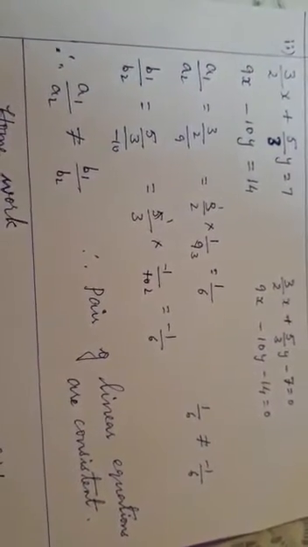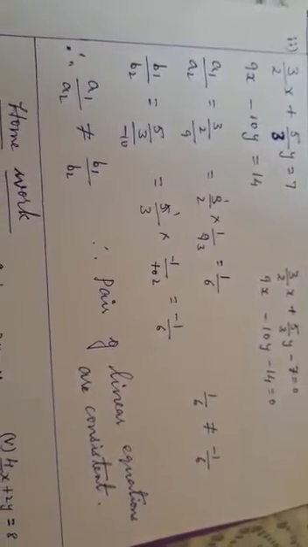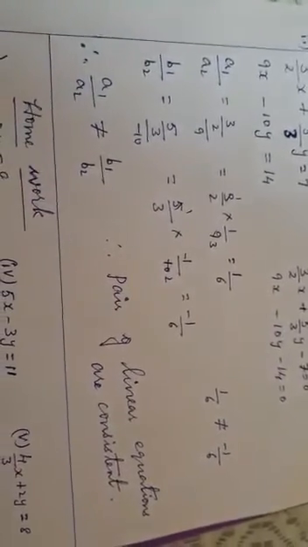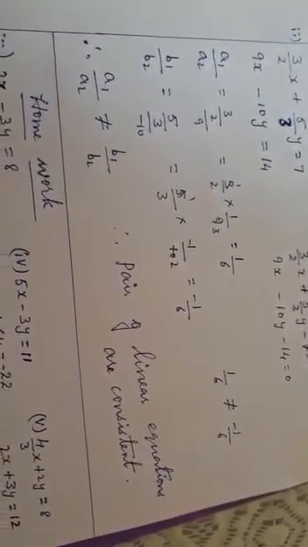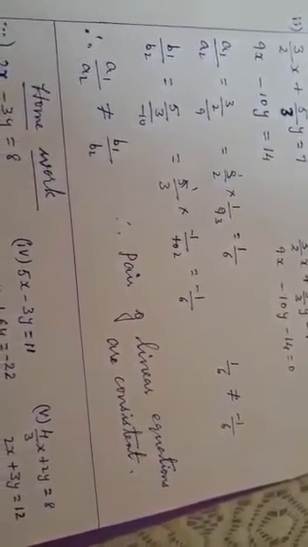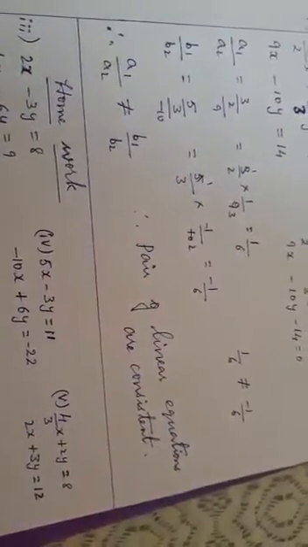Here a1 by a2 is equal to 3 by 2 by 9. So it is a reciprocal. So 3 by 2 into 1 by 9, it is 1 by 6. b1 by b2 is equal to 5 by 3 by minus 10. So 5 by 3 into minus 1 by 10, reciprocal, is equal to minus 1 by 6. 1 by 6 is not equal to minus 1 by 6. These are intersecting lines, so they are consistent. The next 3 sums are for homework. Same condition should be used for these problems.